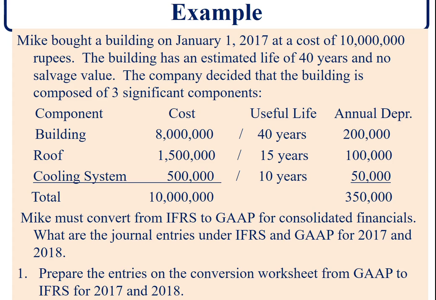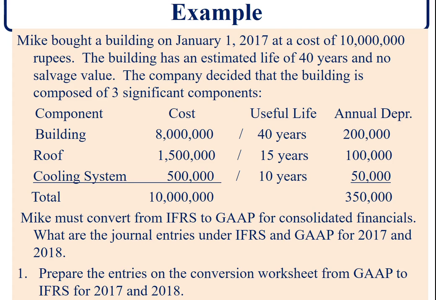In this example, Mike bought a building on January 1st, 2017, that's Mike's company, at a cost of 10,000 rupees. So in this case, we're going to be going from the international standard to GAAP. The building has an estimated life of 40 years and no salvage value. The company decided that the building is composed of three significant components.